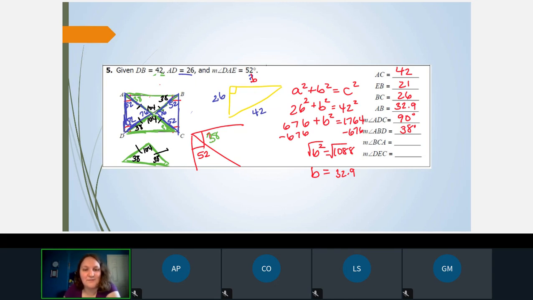BCA, we labeled that as 52. And DEC, we found as 104. So we found a lot more information in this picture than it was asking us for. But by doing that, we were able to answer all of the questions. Nice.